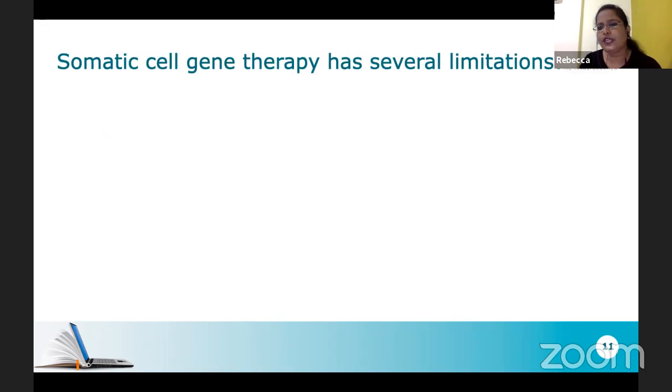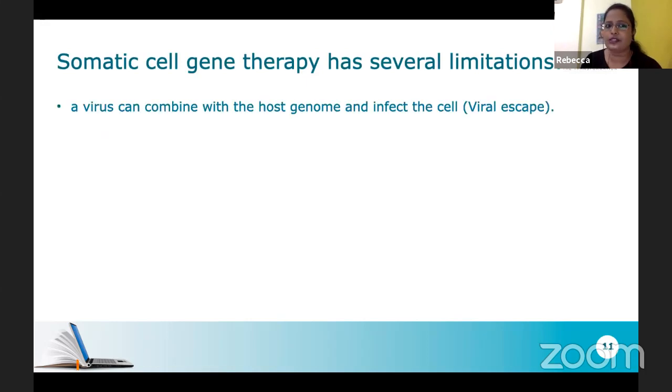So we have the limitations of the somatic cells, as I told you. This is the most important thing. If you're inserting the transgene into the wrong place, it may lead to varied side effects. And one more thing is, if the virus combines with the host genome, it may form something different. It is called viral escape. It escapes and forms some other thing. So we have to be very careful, because it is all chemical combinations.